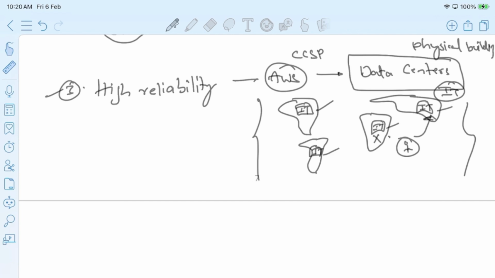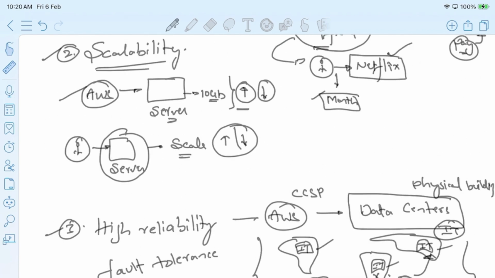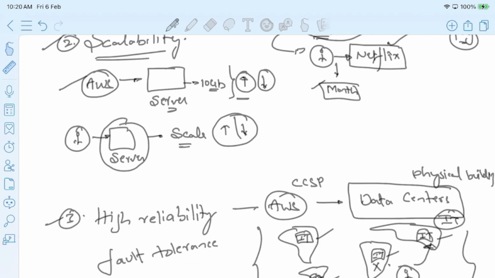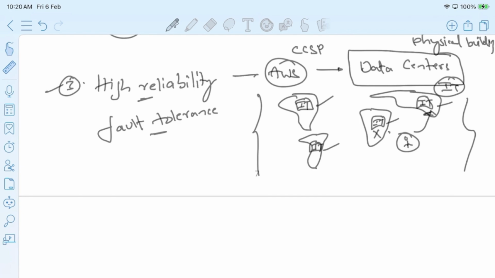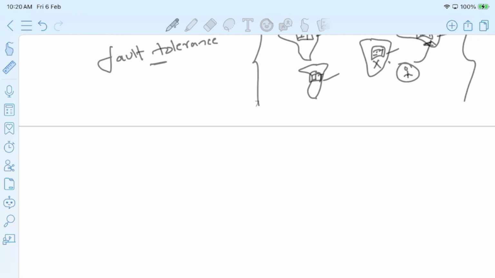So it is built for fault tolerance and high reliability. Don't worry about these terms, scalability, reliability, fault tolerance. In the next section, I will take up this topic and clearly explain what we mean by these technical terms. Fine. That is one more advantage.